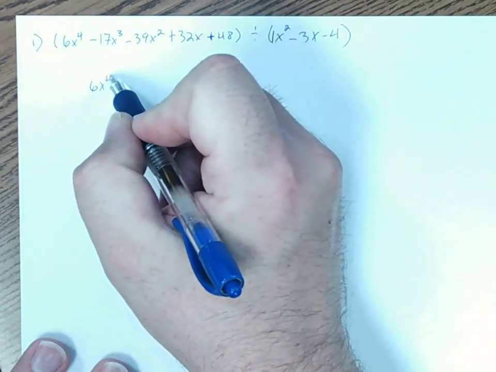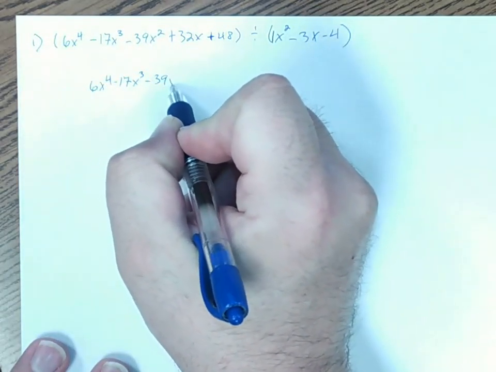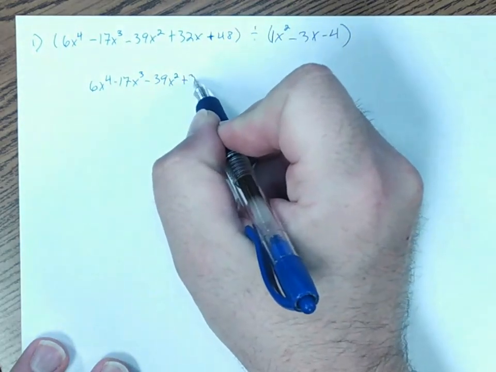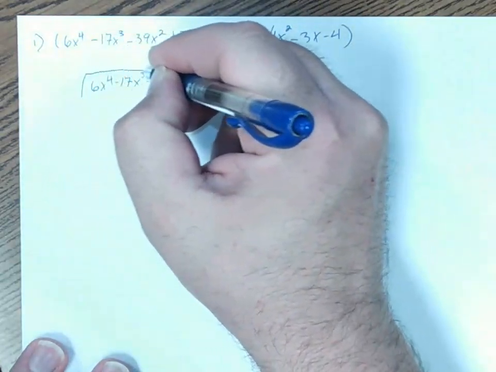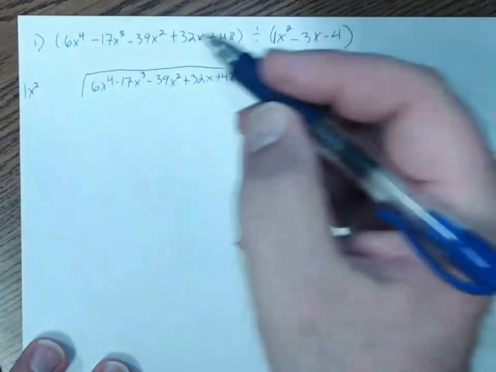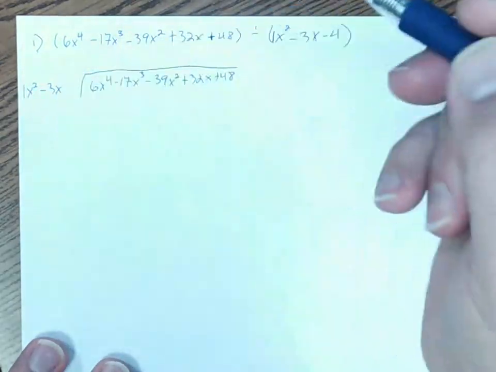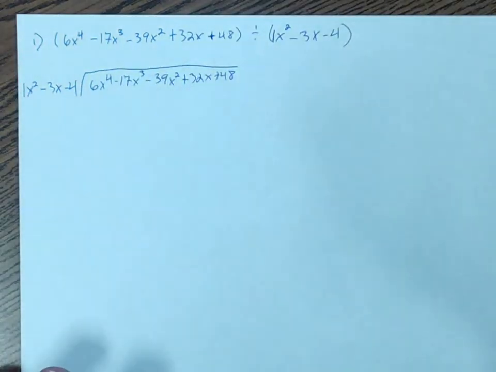We've got 6x to the 4th minus 17x cubed minus 39x squared plus 32x plus 48, and we will divide all of that by 1x squared minus 3x minus 4. And remember, our steps are divide the first terms, then multiply, then subtract, then bring down, and repeat.